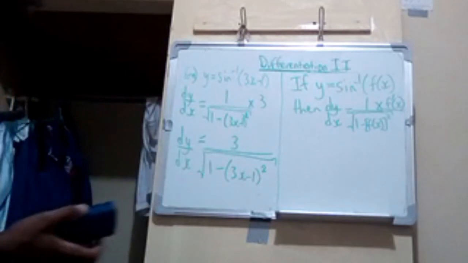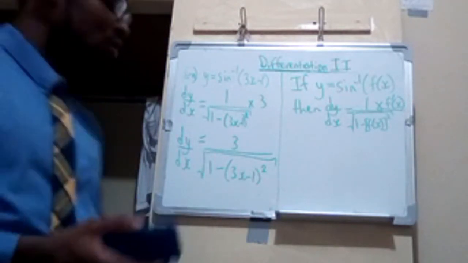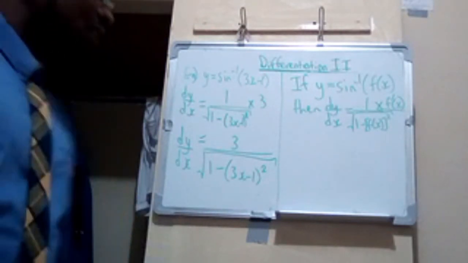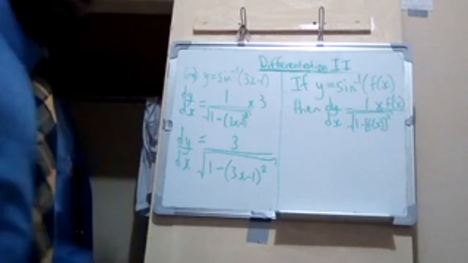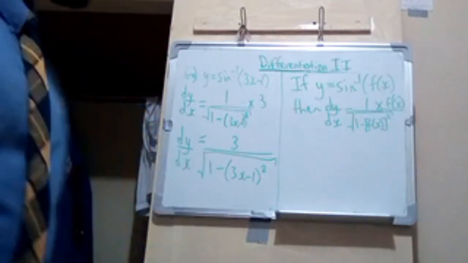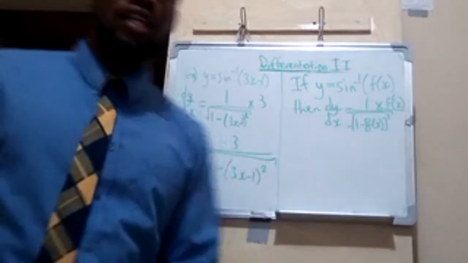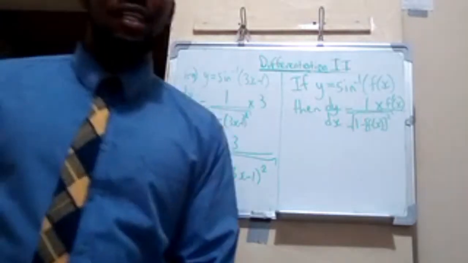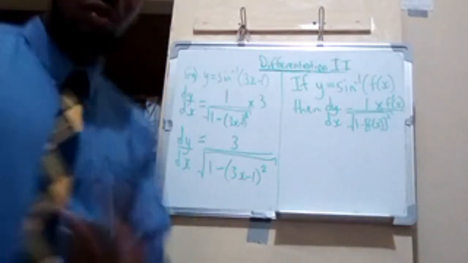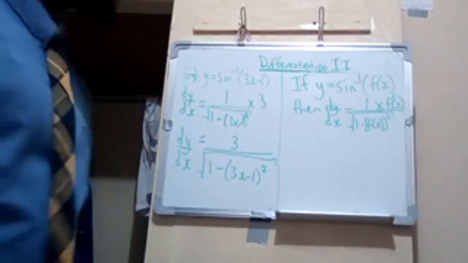So dy by dx is 3 over the square root of 1 minus (3x minus 1) all squared. That's how you differentiate sine inverse of x. Alright, now let's look at differentiating cosine inverse of x, then tan inverse of x. And we do a similar way for both of them.